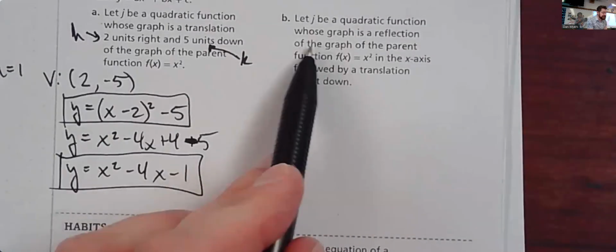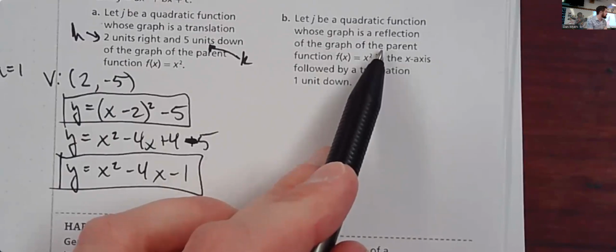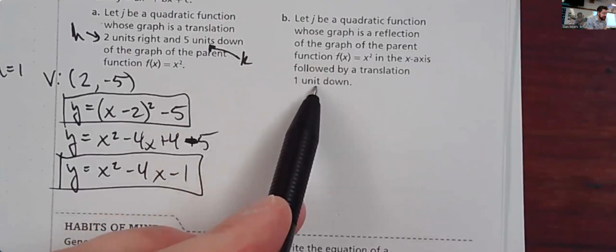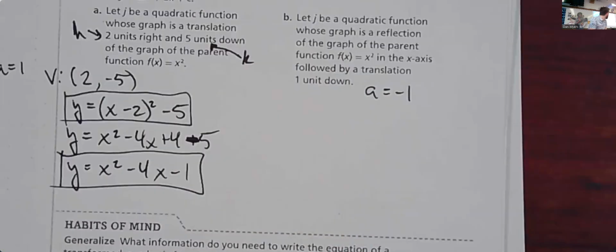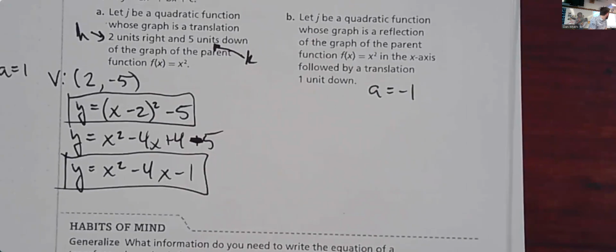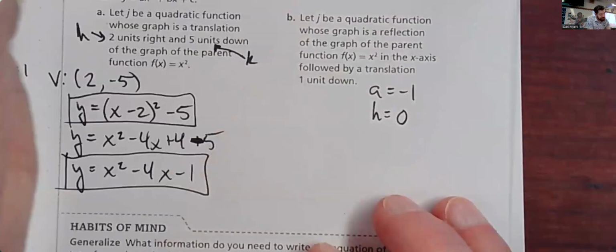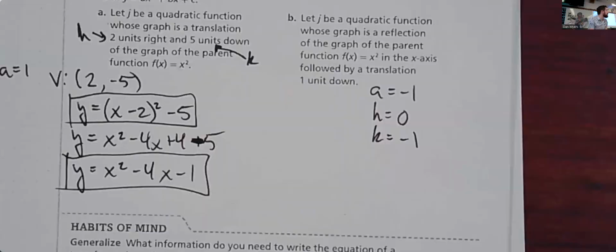So let's see, reflection of the parent function. Okay. There's no stretch or shrink. So A is -1. Followed by a translation of 1 unit down. So it's not going left or right at all, which means that h is 0 and k is -1.